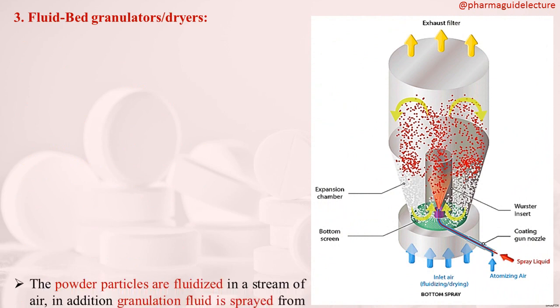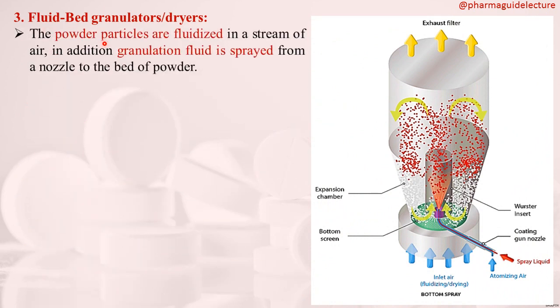Okay, now fluid bed granulators and dryers. The powder particles are fluidized in a stream of air. In addition, granulation fluid is sprayed from a nozzle onto the bed of the powder. You can see this is the expansion chamber. This unit is divided into this and this part. This unit is taken out, powder is fed into it, then it is attached. Then a stream of hot air is blown or sucked in this area, and this hot air will cause the fluidization of the powder particles in the expansion chamber.